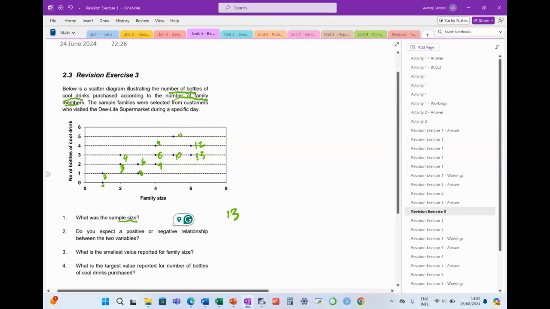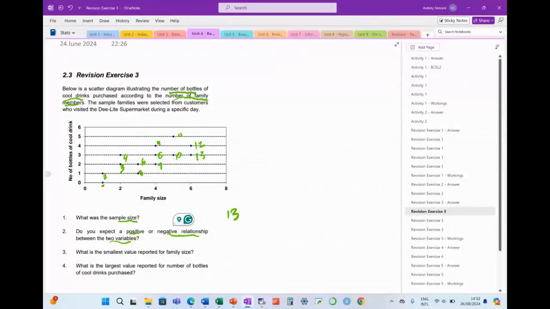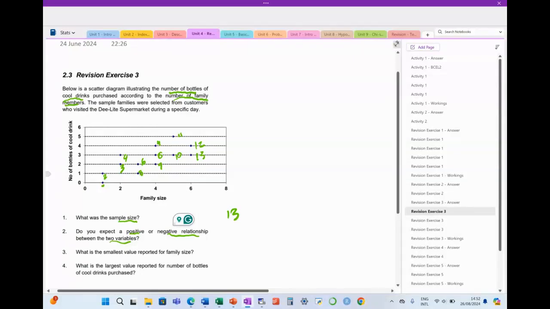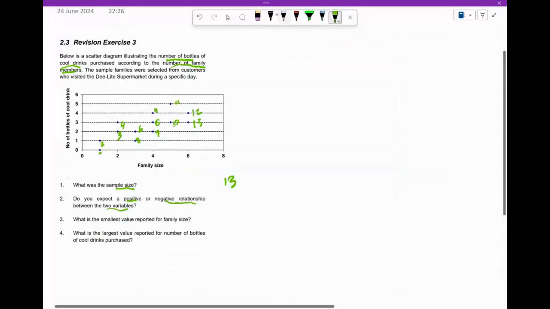Then, do you expect a positive or negative relationship between the two variables? You guys tell me, do you think this is a positive or negative relationship between the family size and the number of bottles purchased? Positive. Why do you say positive? Yes, it is sloping to the right, like we saw with our other graph. So this is definitely a positive relationship.